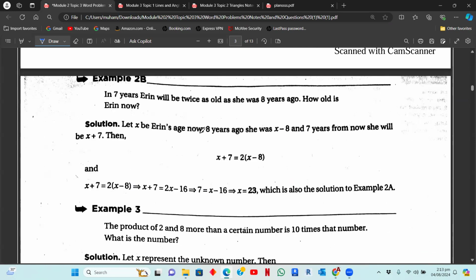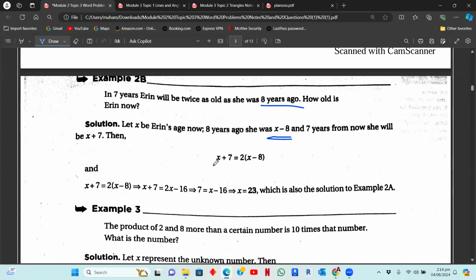Then similarly, the second problem is about ages. In 7 years, Erin will be twice as old as she was 8 years ago. How old is Erin now? So we're going to start off with the present age of Erin, assuming it to be X, because that's what you're finding. 8 years ago, she was how much? She was X minus 8, because you're going to subtract 8 from the number of years. And 7 years from now, she will be X plus 7.